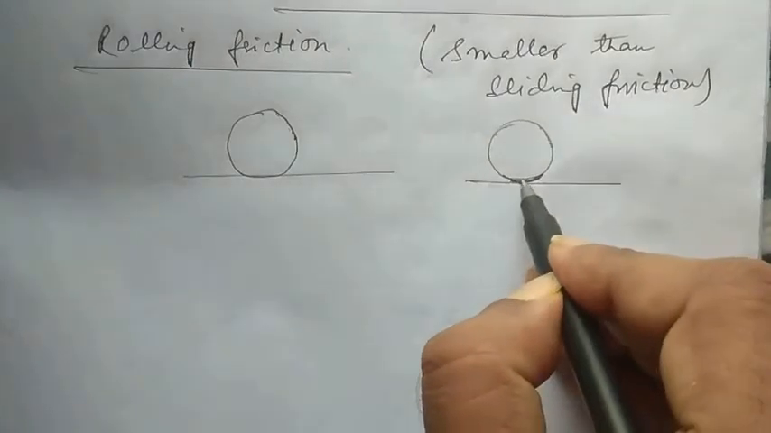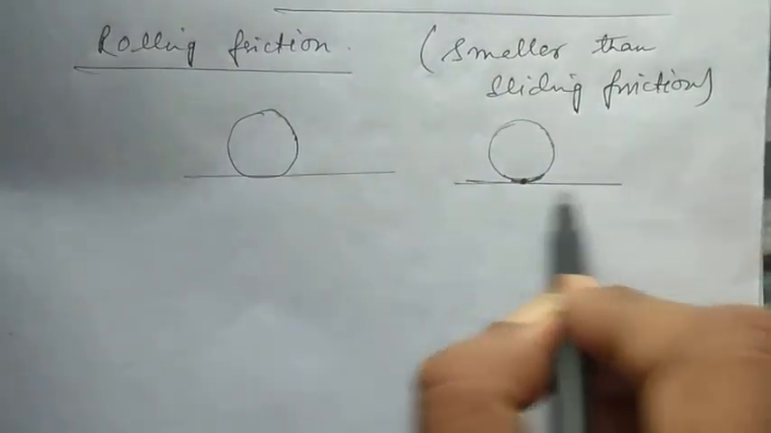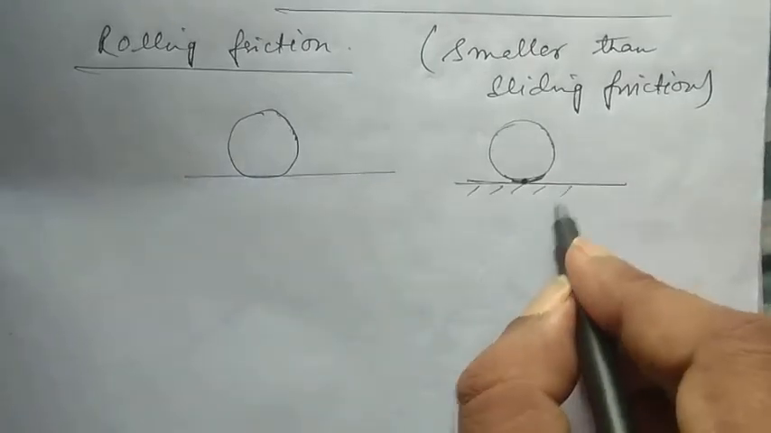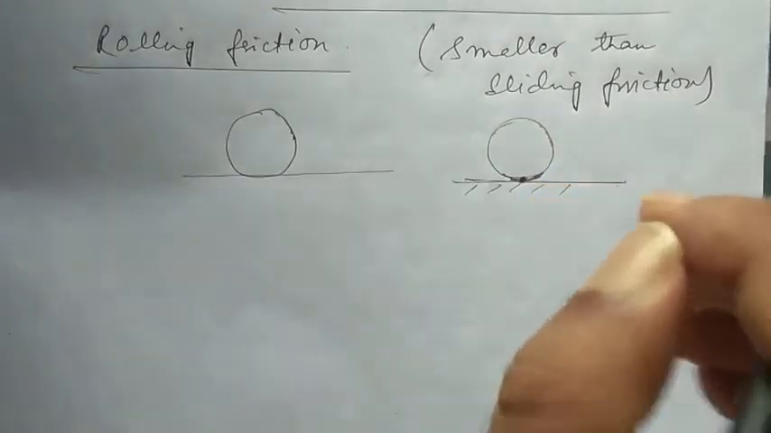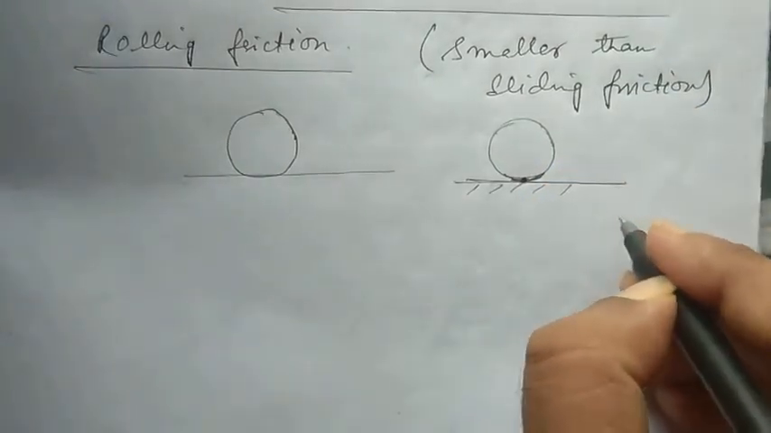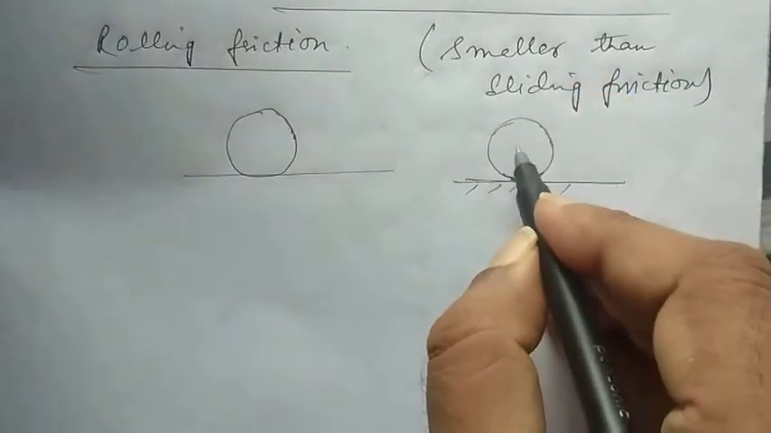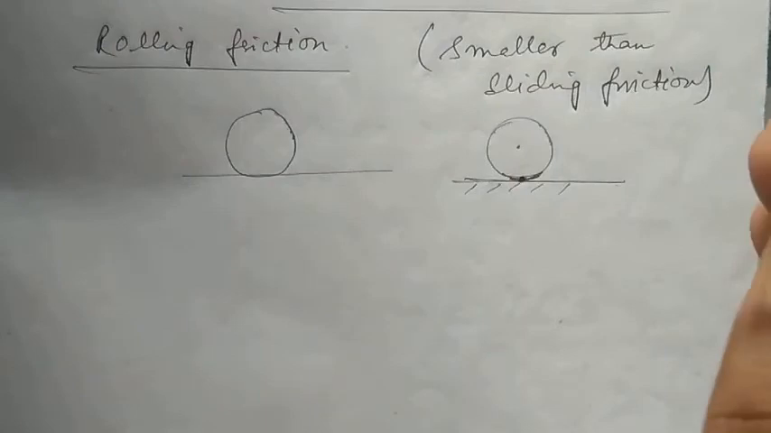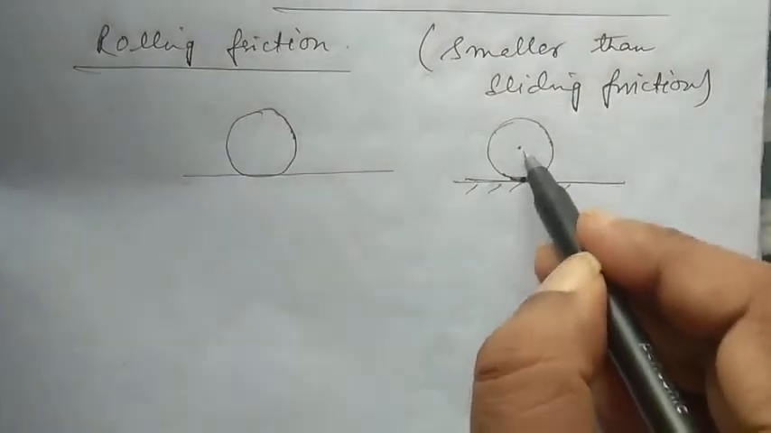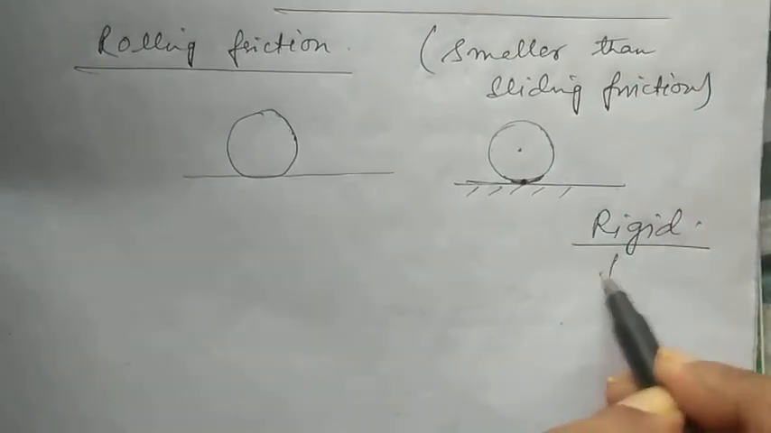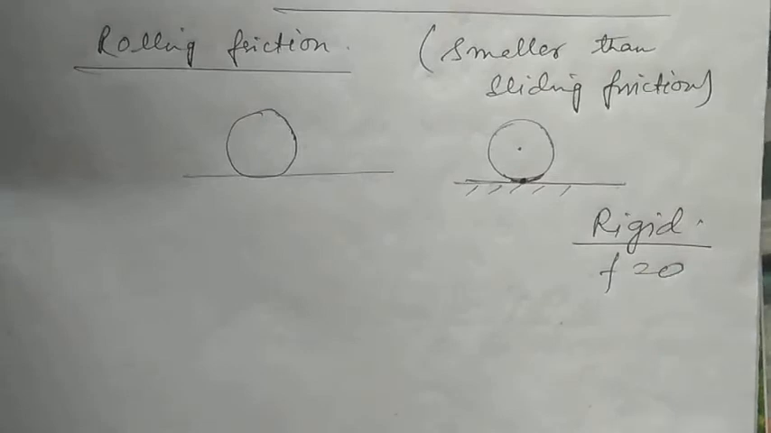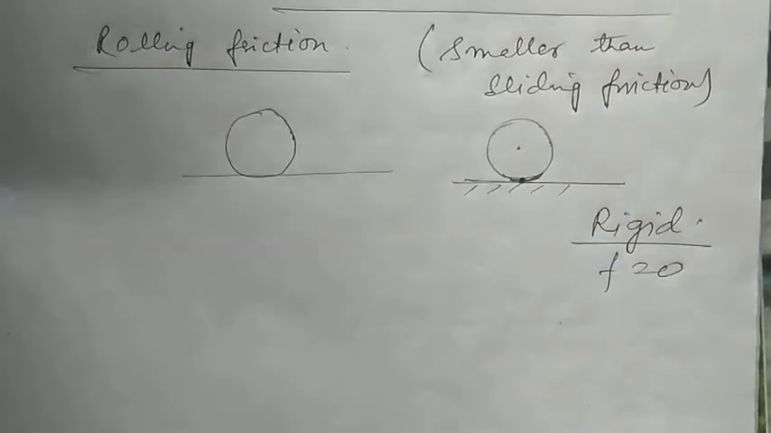theoretically the rolling friction for a rolling wheel, the frictional force must be zero, because there is no relative motion between this point of contact and the ground. There is no relative motion between the point of contact and the ground. Theoretically the rolling friction must be zero. Now that condition of theory is that the bodies in contact with each other must be very rigid. If the bodies in contact are rigid, then the rolling friction value should be zero, as there is no relative motion between the two bodies.